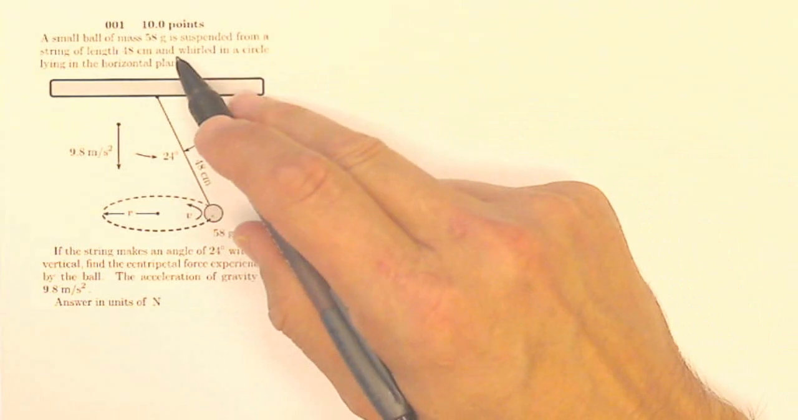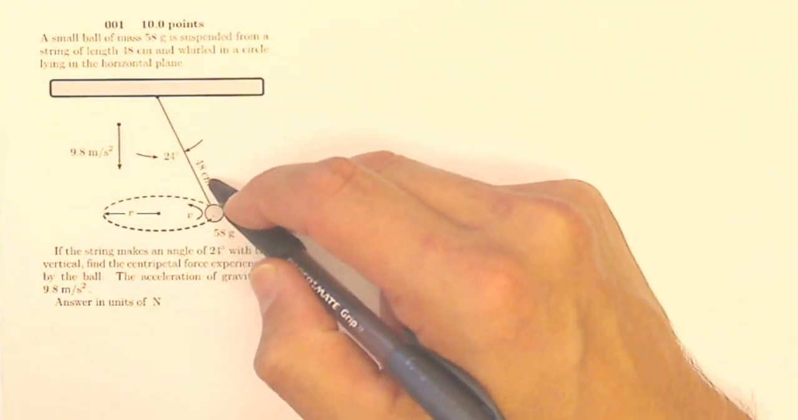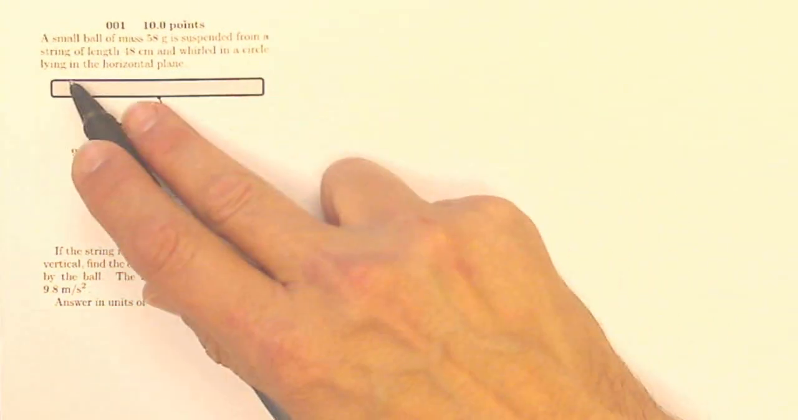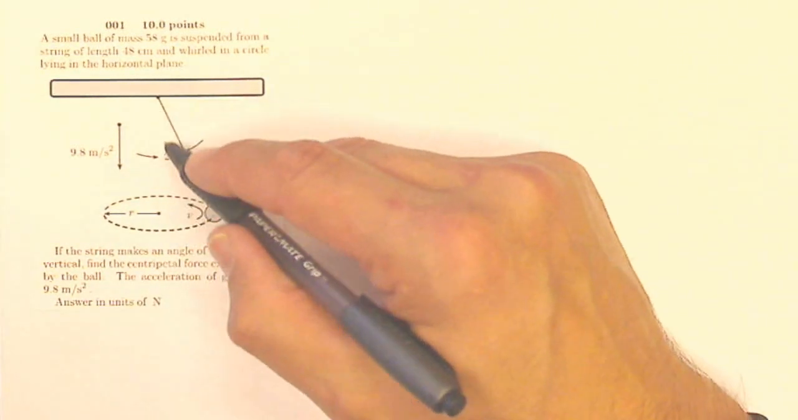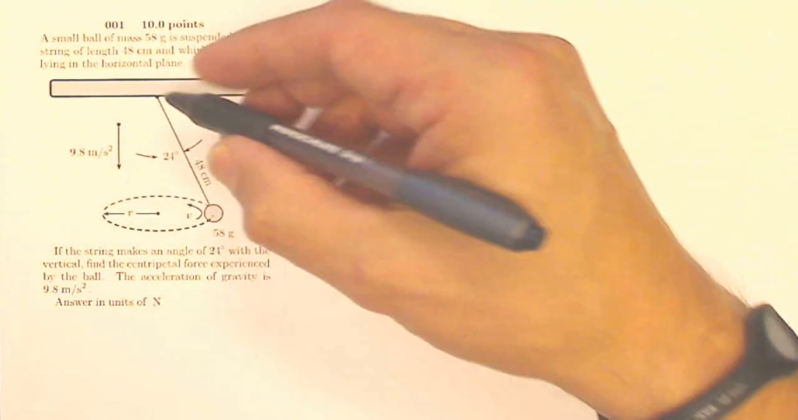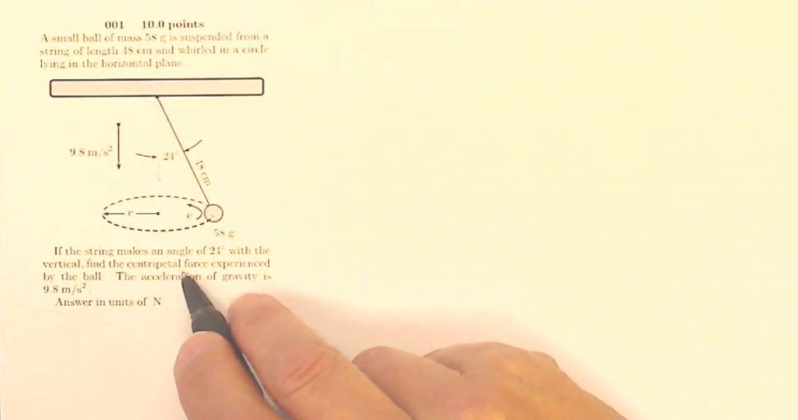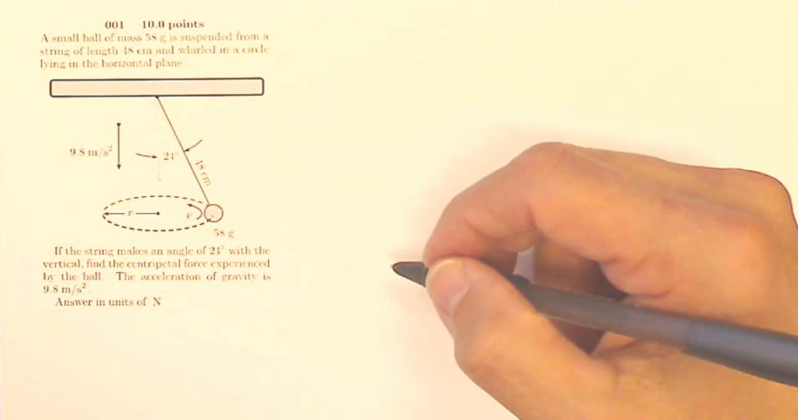A small ball of mass 58 grams is suspended from a string of length 48 centimeters. Oh man, grams and centimeters. I'm going to have to deal with that, I bet. And whirled in a circle lying in a horizontal plane. If the string makes an angle of 24 degrees with the vertical, so this must be 24 degrees, find the centripetal force experienced by the ball. The acceleration of gravity is 9.8, answer in newtons.